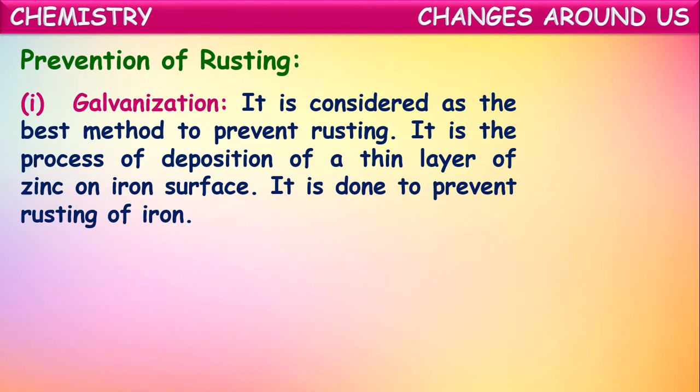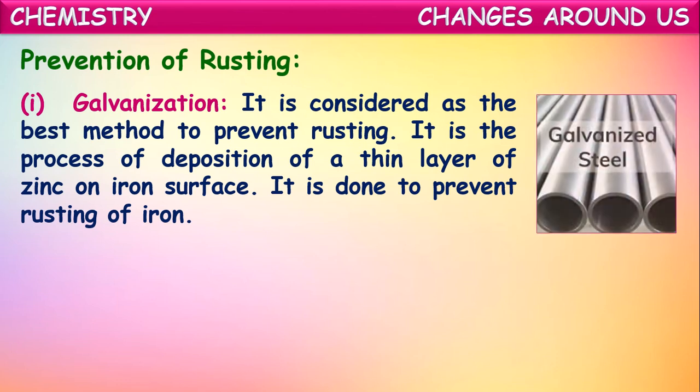For prevention of rusting, we follow different methods for different purposes. One of them is galvanization. It is considered the best method to prevent rusting of iron objects. It is a process of deposition of a thin layer of zinc on iron surfaces. So the process of coating iron articles with a thin layer of zinc is called galvanization. It is done to prevent rusting of iron.